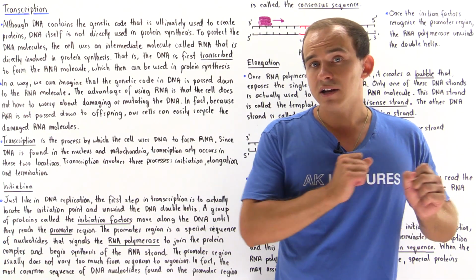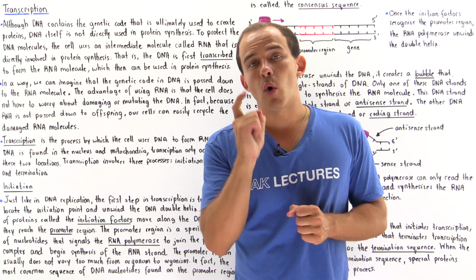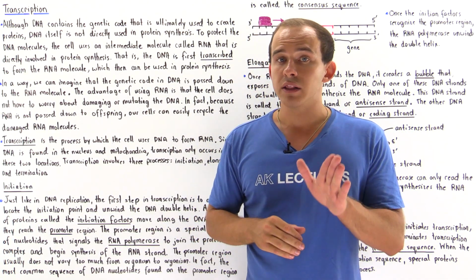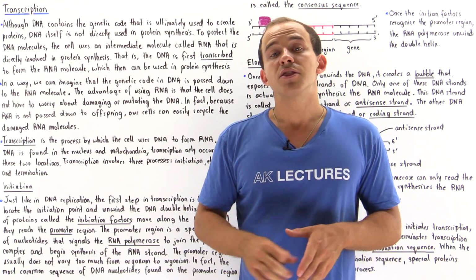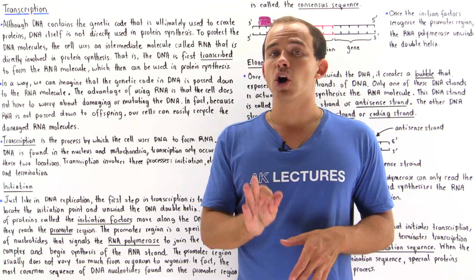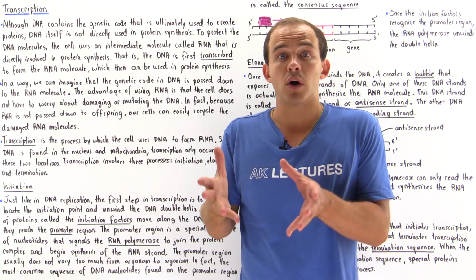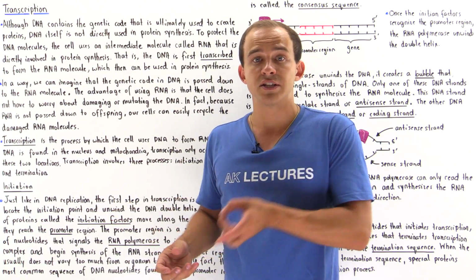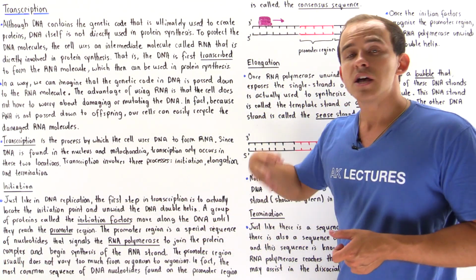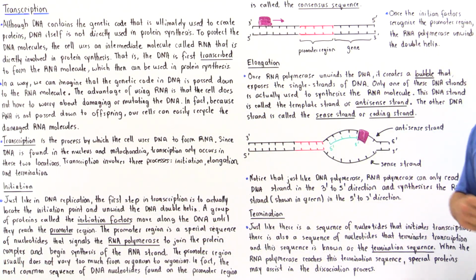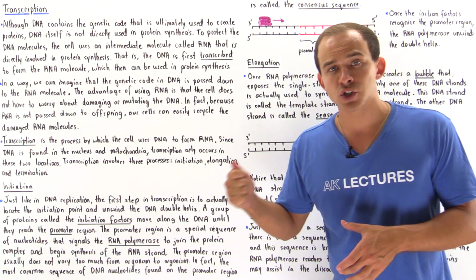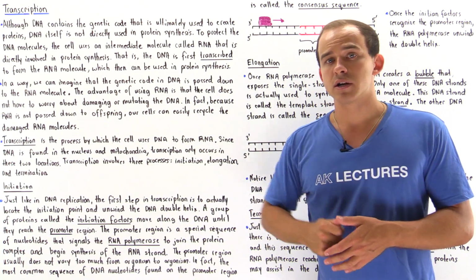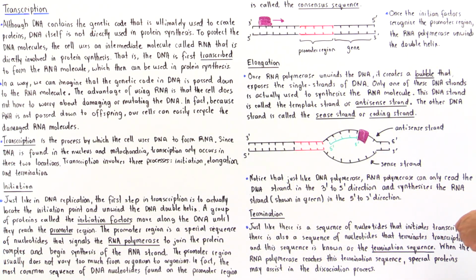Now, the other thing that I want to mention about RNA polymerase is the following. In prokaryotic organisms, there's only one RNA polymerase, while in eukaryotic organisms, there are 3 different types of RNA polymerases, and each one of these RNA polymerases is used to synthesize the 3 different types of RNA molecules: our messenger RNA, the transfer RNA, and the ribosomal RNA.